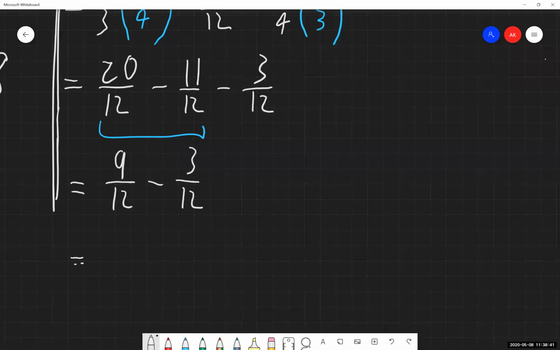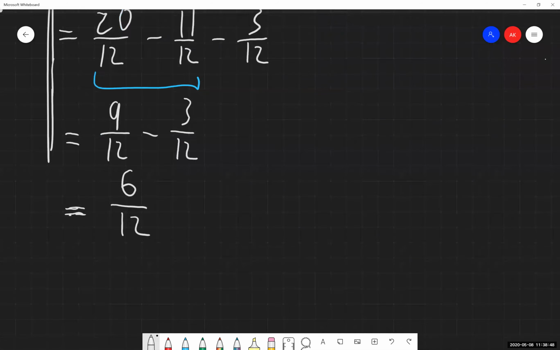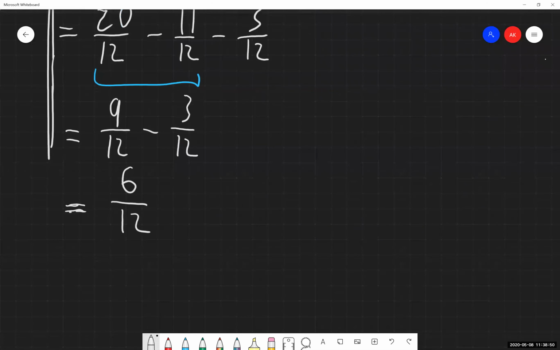And now combine these together. We have 9 minus 3, that's going to give us 6 over 12. Now everything is a single fraction. Can I reduce this down at all? Yes, I can. 6 evenly goes into both of these numbers, and I get 1/2 as the final answer.